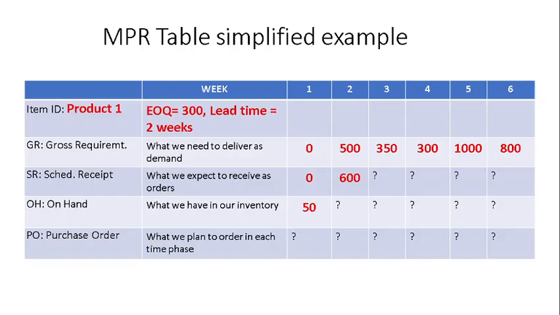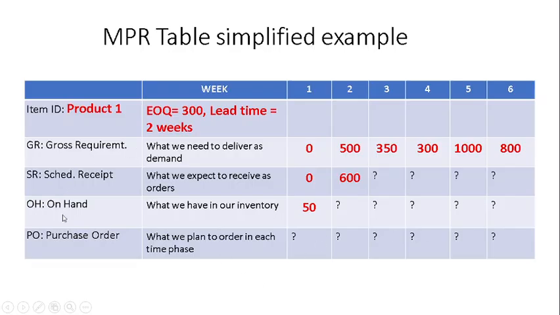to receive some order from our suppliers. As you can see here, we are expecting in week 2 to receive 600 items, 600 units, because we have already placed that order 2 weeks ago. And on hand, we can see that we have 50 units at week 1. So the exercise here asks to fill the rest of the cells of the table.